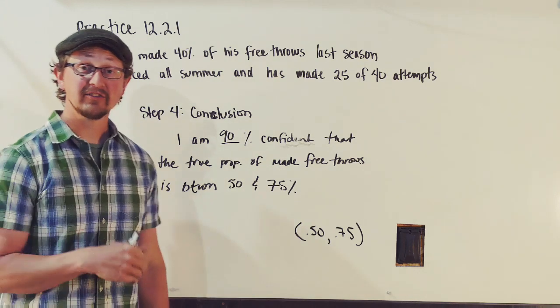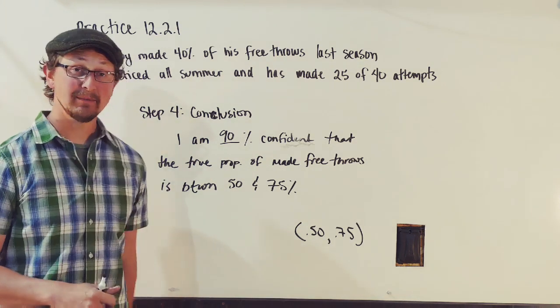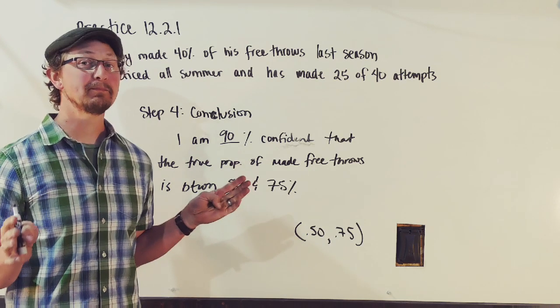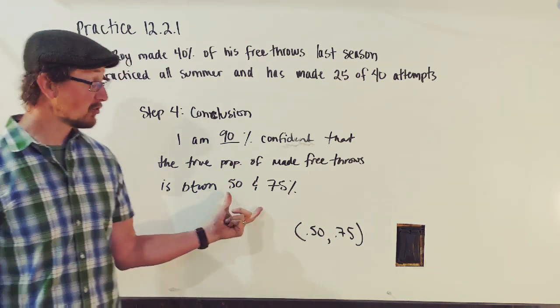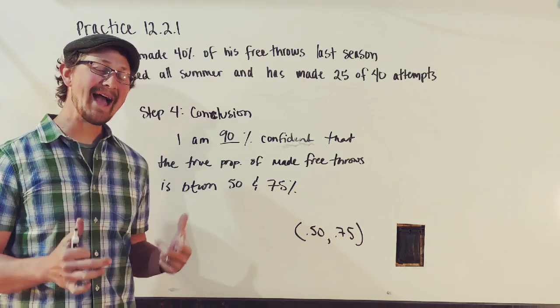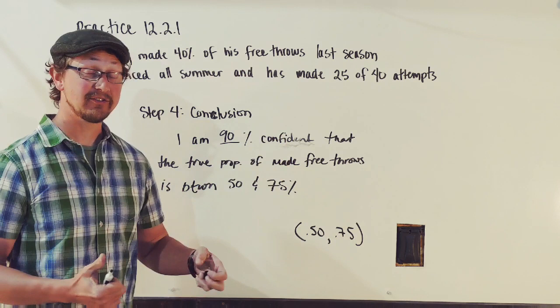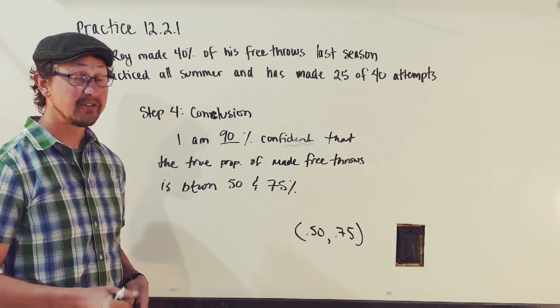So it looks like Leroy has upped his game and is now making between 50 and 75% of his free throws. That's still a pretty broad range. In order to shrink this range, to get a more accurate read on his true free throw accuracy, we could do one of two things.